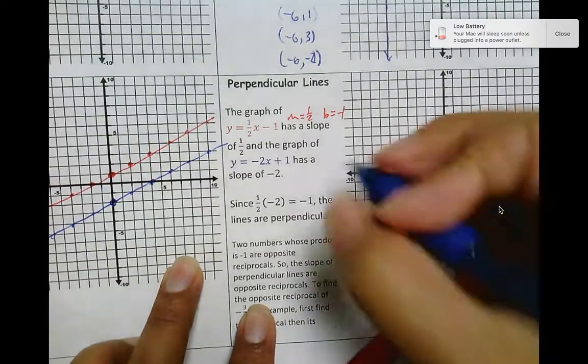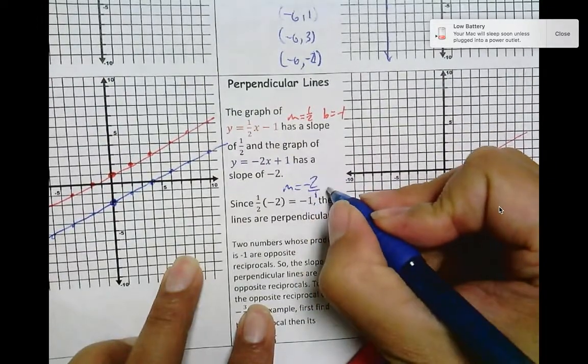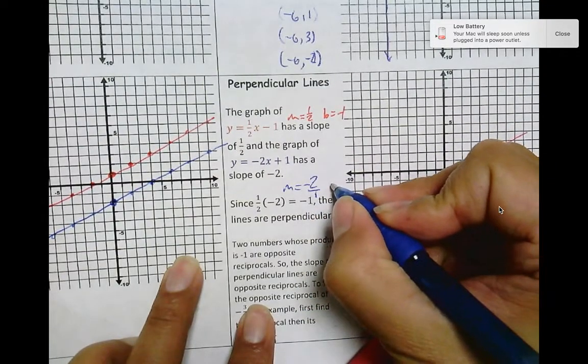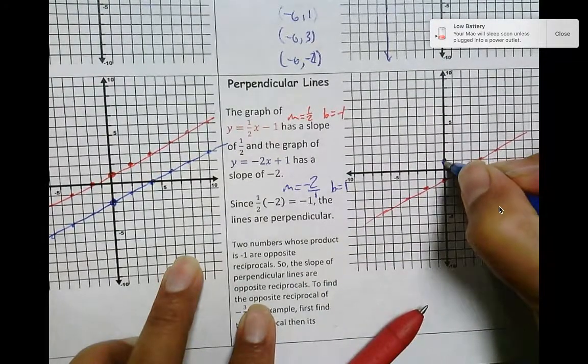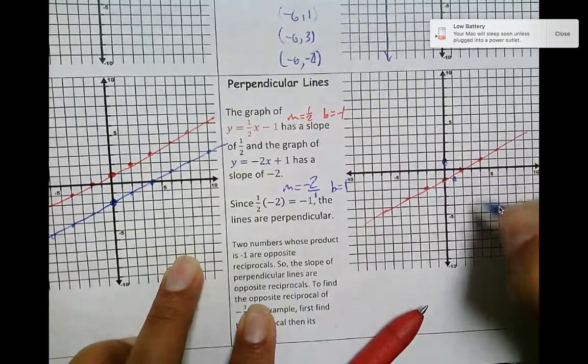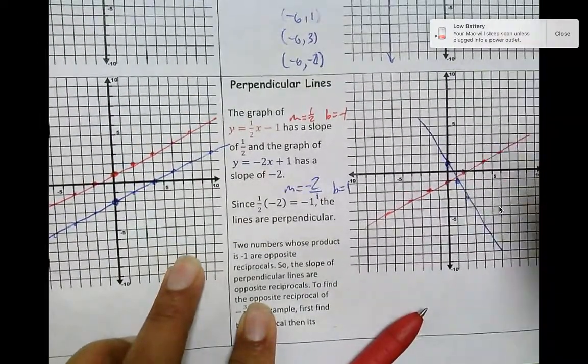Now our second line has a slope of -2, or we can think of that as -2 over 1, with a y-intercept of 1. We start at +1, go down 2, right 1, down 2, right 1, and here you should notice these lines are perpendicular.